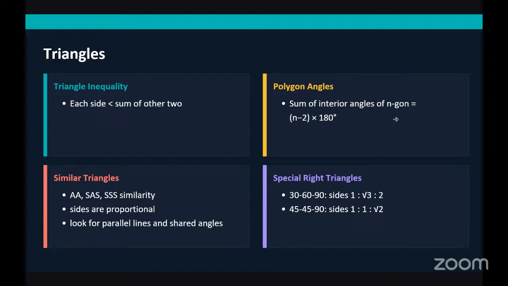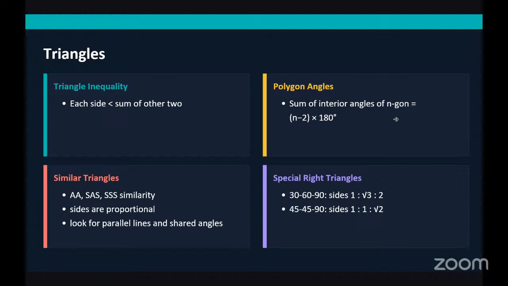Moving on to polygons, the sum of the interior angles of an n-gon would be (n minus 2) times 180. So for example, let's go back to triangles. Triangles have three sides, so that would be a 3-gon. 3 would be our n, and 3 minus 2 is 1, times 180 gives us 180. That's why triangles have a sum of interior angles of 180. Then we can divide that by the number of sides to get each of the angles, so 60, 60, and 60.